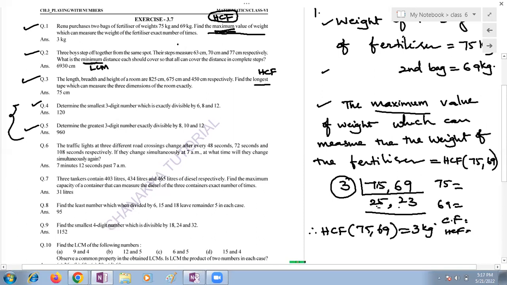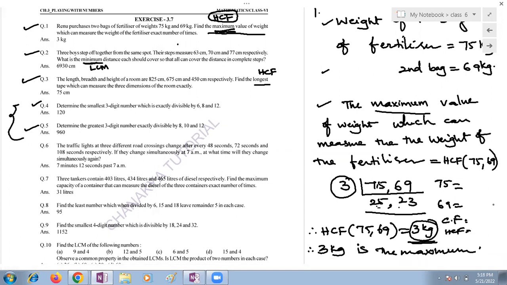So 3 kgs is the maximum measure of the bowl, or 3 kgs is the maximum capacity of the container, so that it can measure the fertilizer an exact number of times. You can write the conclusion statement: 3 kgs is the maximum capacity of the container, so that the container can measure the fertilizer an exact number of times.